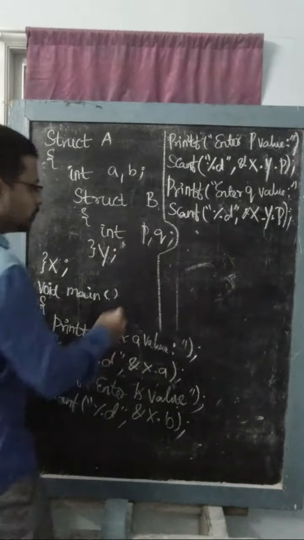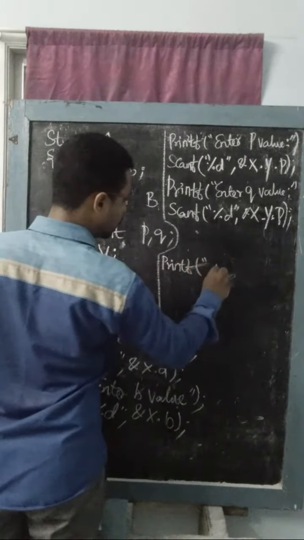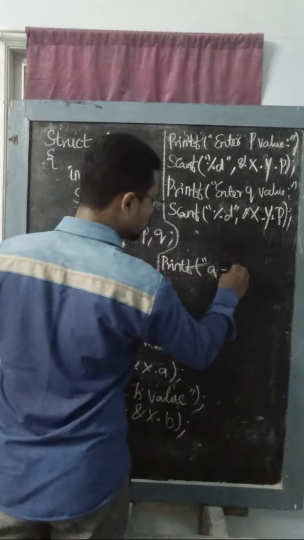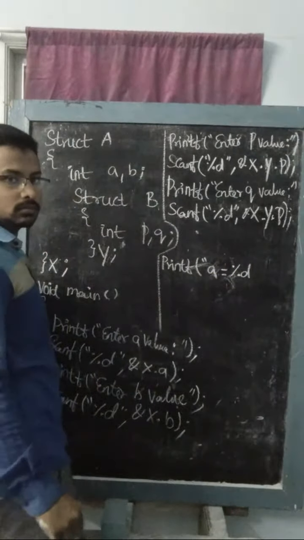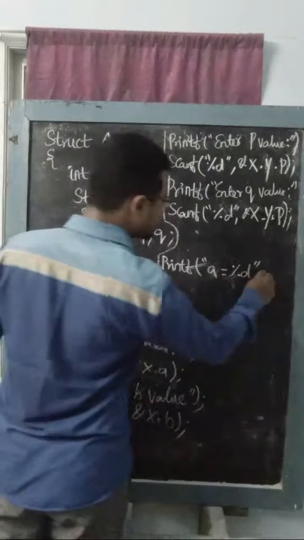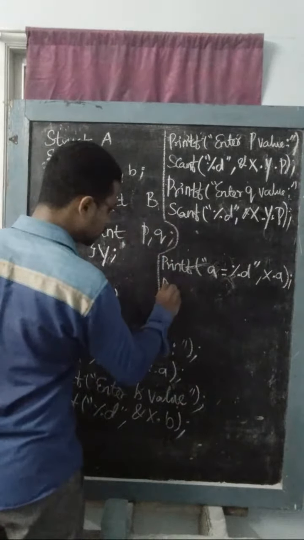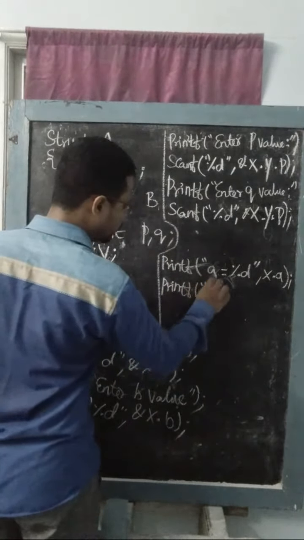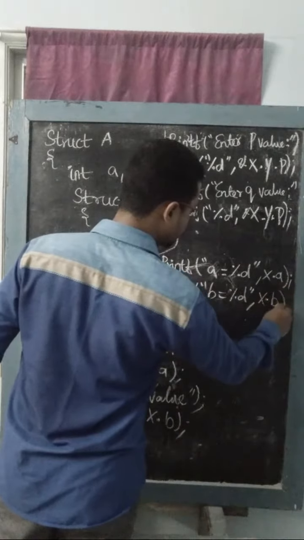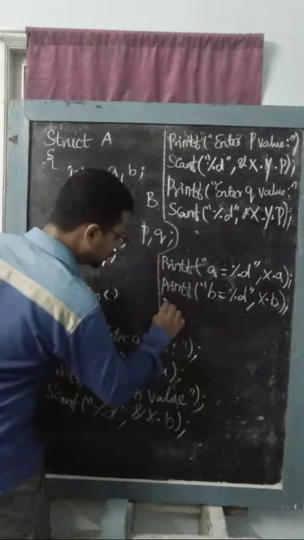Finally, we have to print all the elements, that is A, B, P, Q. We have to print the value of A. So now printf, A is equal to, A is an integer number, so we write percentage D, and then X dot A. The next thing is printf B value, B is percentage D of X dot B. What about P and Q values? The same way we have to do. That is printf.